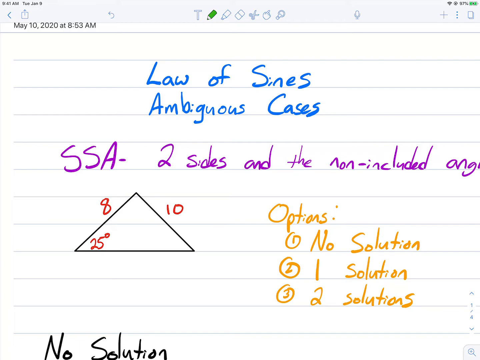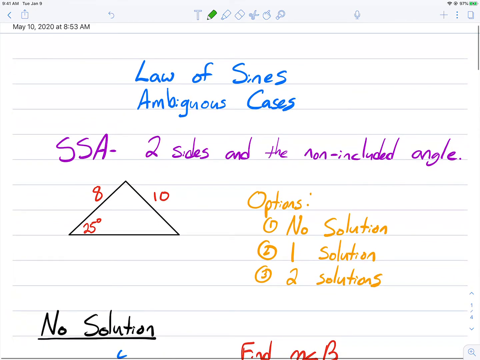Hello everyone. Today we're going to review the law of sines again because there are these things called ambiguous cases, which actually make some of our answers a little bit more interesting.